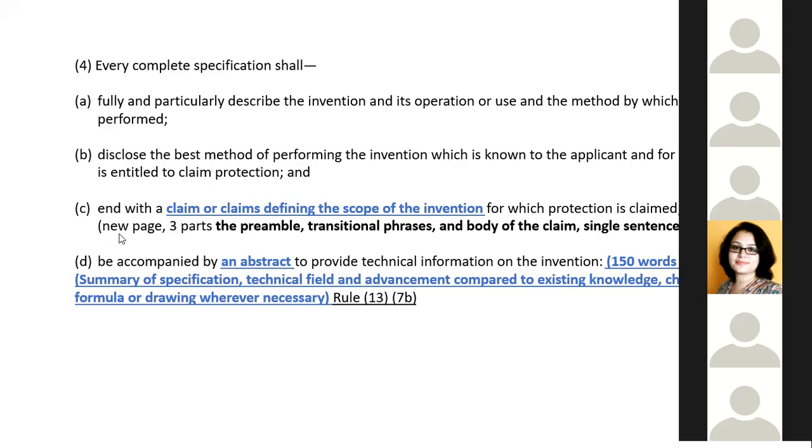Now, the complete specification ends with the claim or claims defining the scope of the invention for which protection is claimed. Claims should start from a new page. Sorry. A claim has 3 parts: first is the preamble, then transitional phrases, and the body of the claim. A claim should be of a single sentence only.